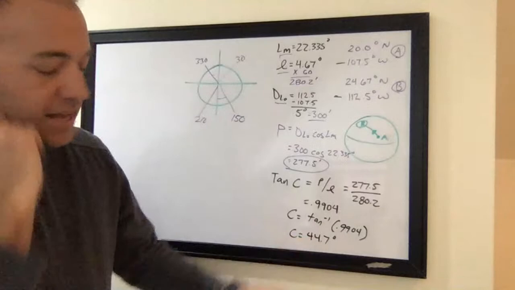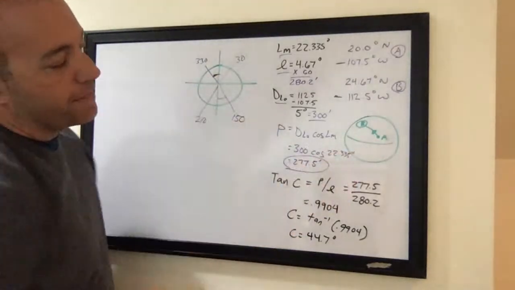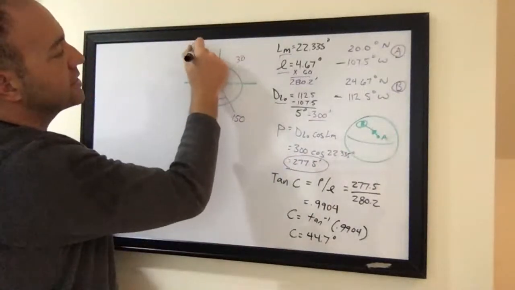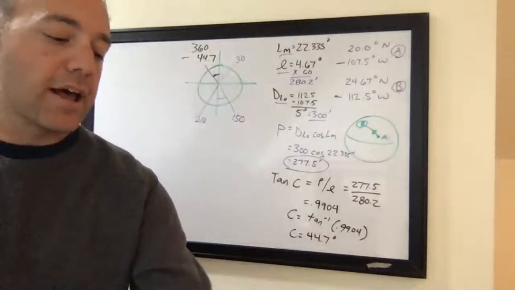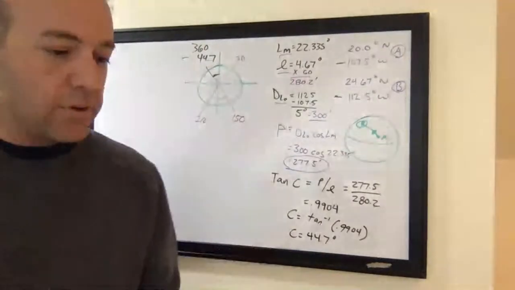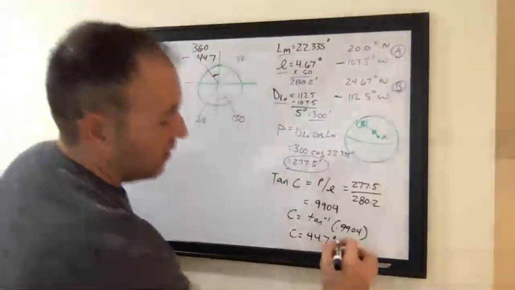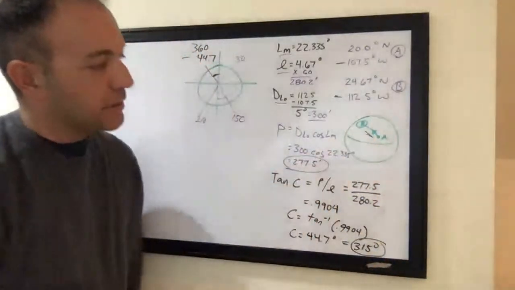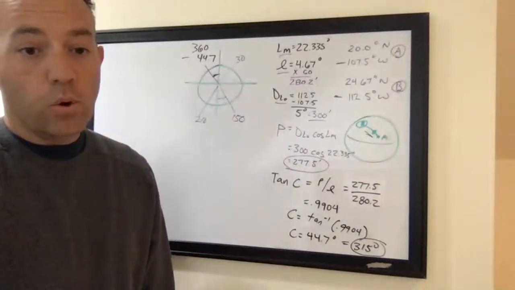And so what they're saying here is 44.7 is this angle here. It's not the actual course that we're going to steer. So in essence, we need to take 360 minus 44.7 to get the actual course that we're looking at. So do that, and you end up with a course of 315 degrees. 315, and that matches up with reality. We're going from A to B, we're heading to the Northwest. So 315 is going to be the course that we need there.